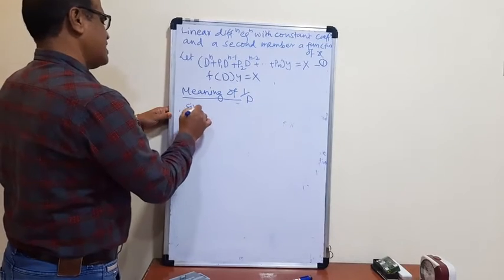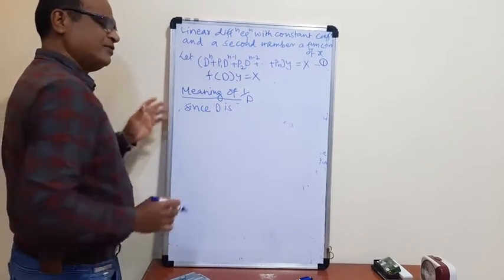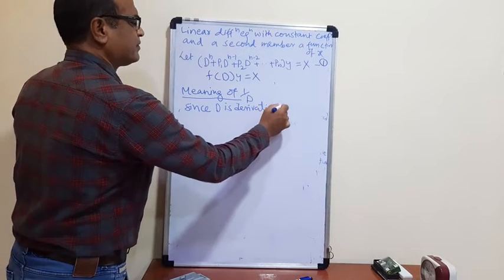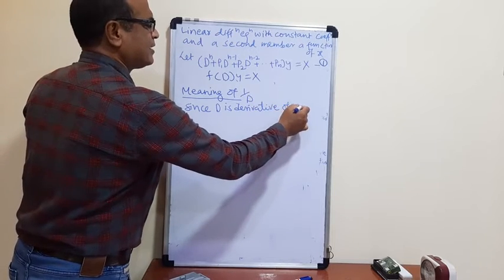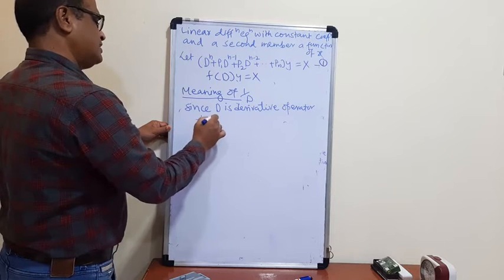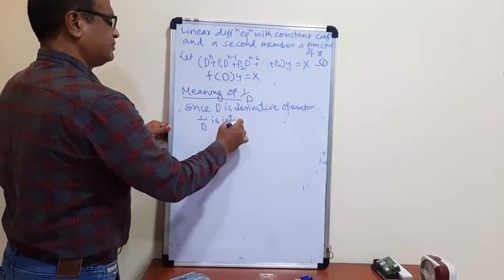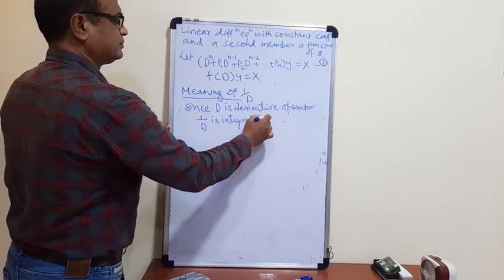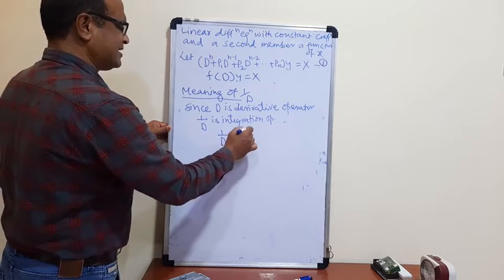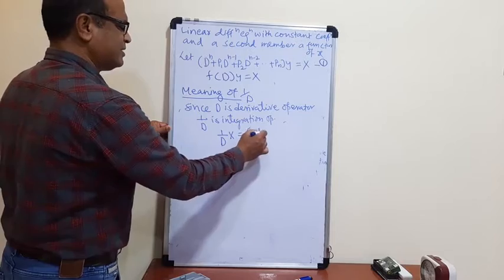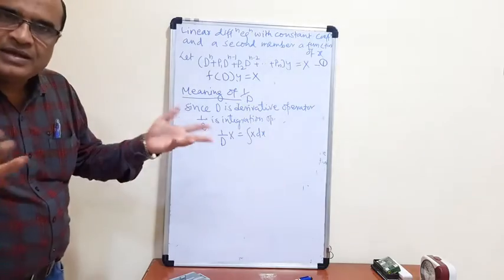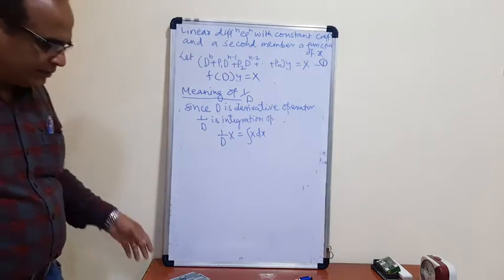Since D is a derivative operator, so we discuss that derivative operator. Then what is 1 upon D? So 1 upon D is an integral operator, integration operator. So 1 upon D is operator on X. So this is nothing but integration of X dx. Very simple. D is a derivative, capital D, then 1 upon D is nothing but integration.